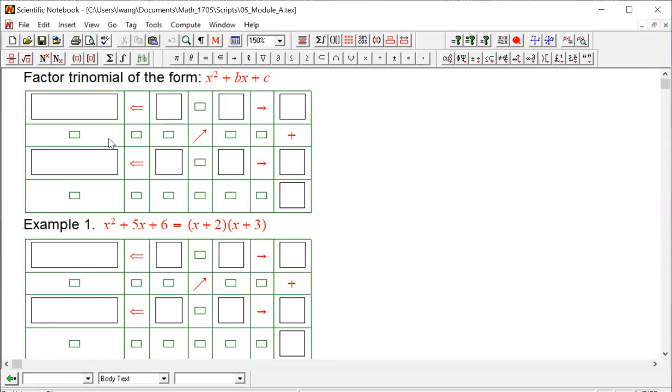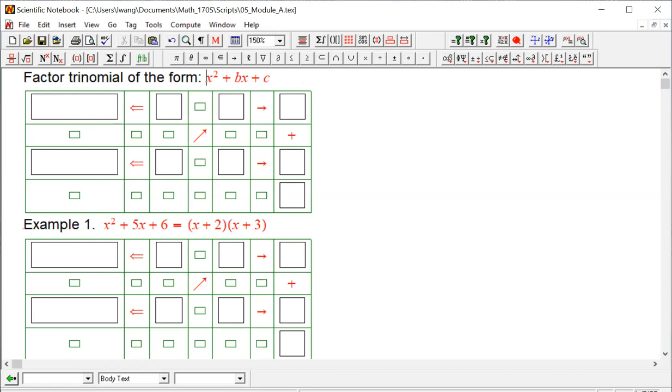Hello. In this episode, we're going to talk about factoring trinomials of the form x squared plus bx plus c. In this form, the leading coefficient is 1. So it's 1 times x squared plus bx plus c. Usually b and c are integers. And if the leading coefficient is 1, we don't have to write it.